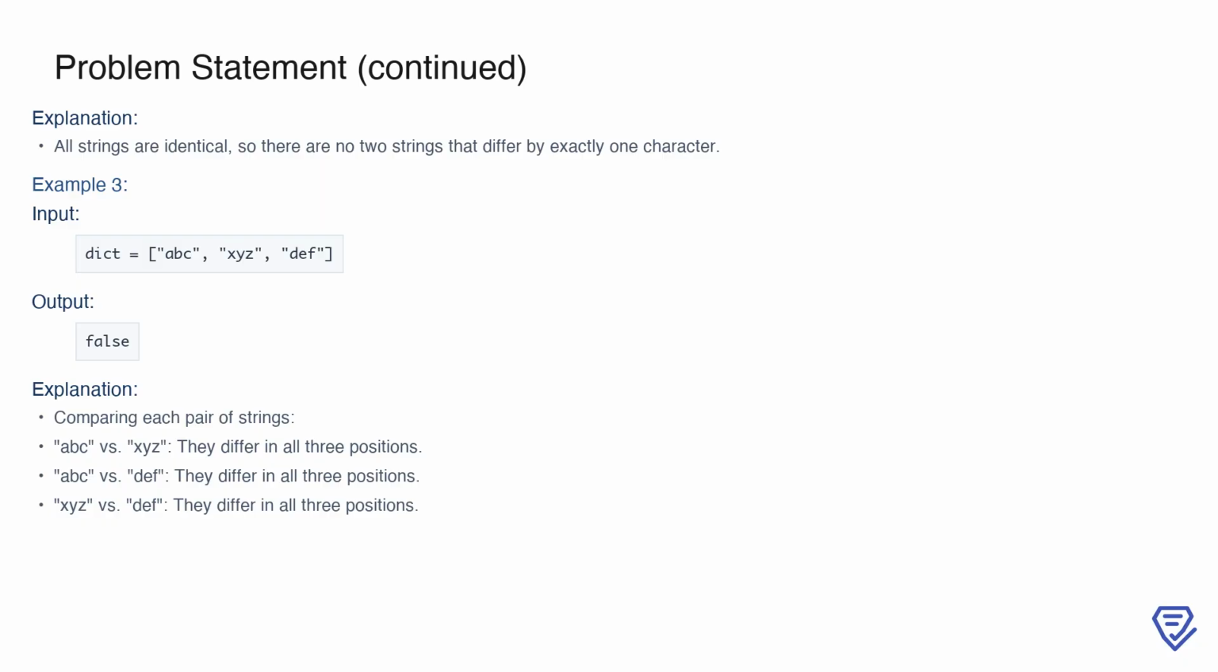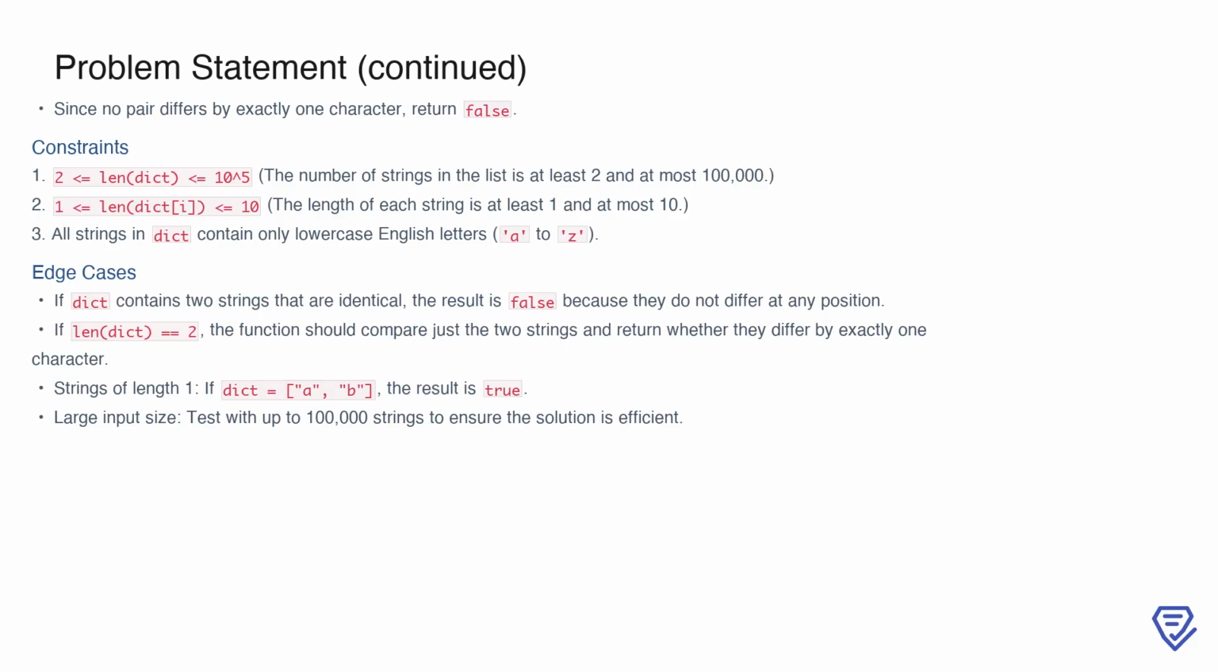For a more detailed situation, consider the input dict equals ABC, XYZ, def. Here, we need to compare each pair of strings to determine if any two differ by exactly one character. When we compare the strings ABC and XYZ, we find that they differ in all three positions. Similarly, comparing ABC with def and XYZ with def, we see that they also differ in all three positions. Since no pair of strings differs by exactly one character, the output is false.